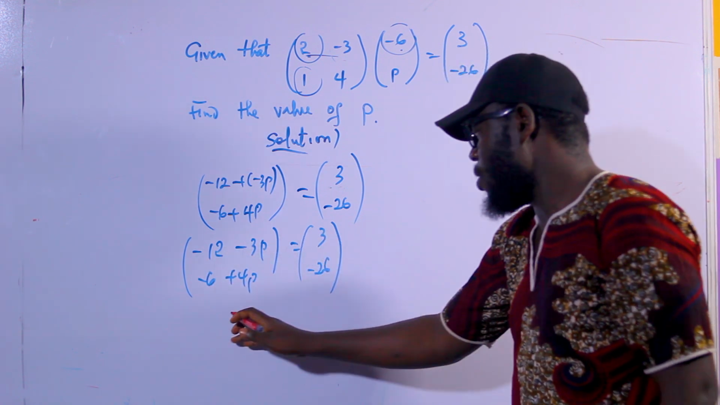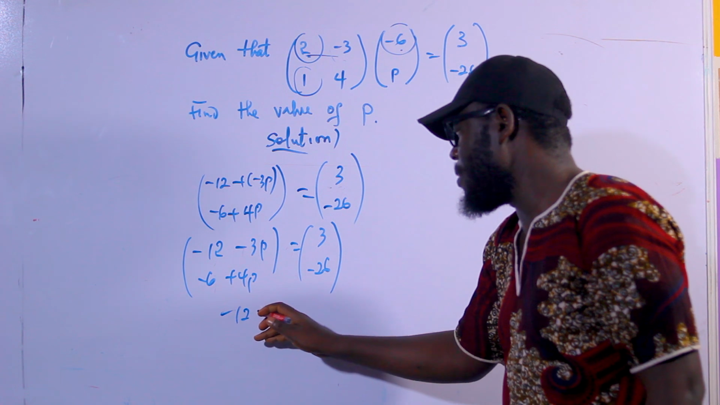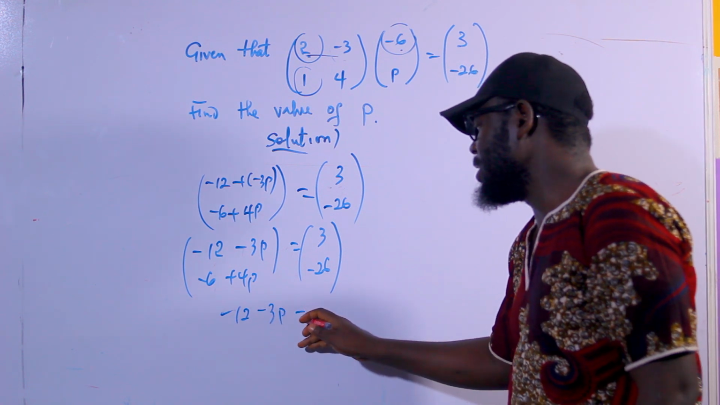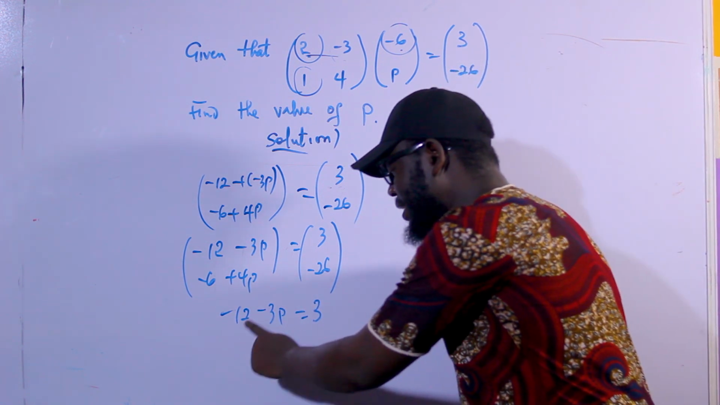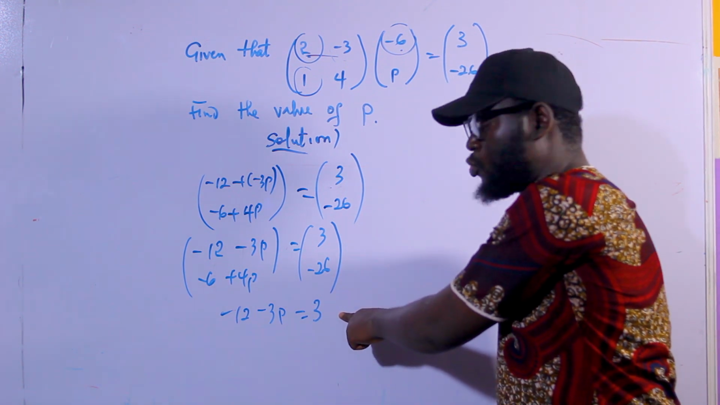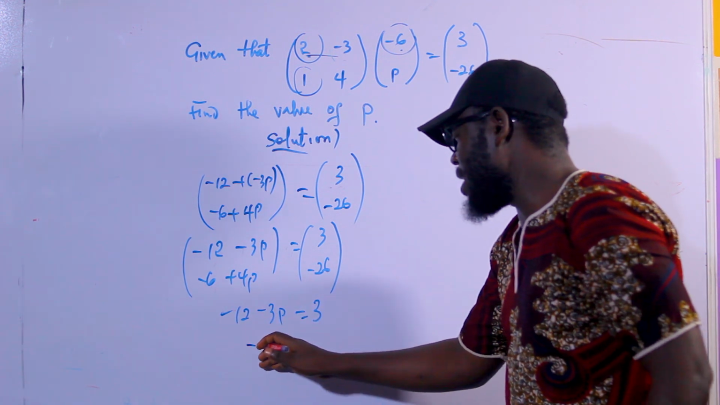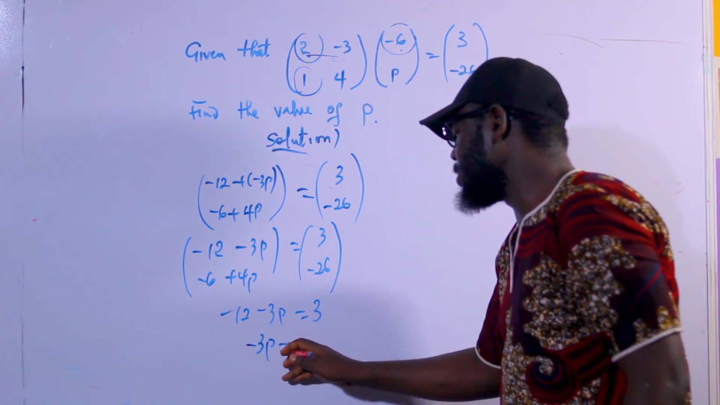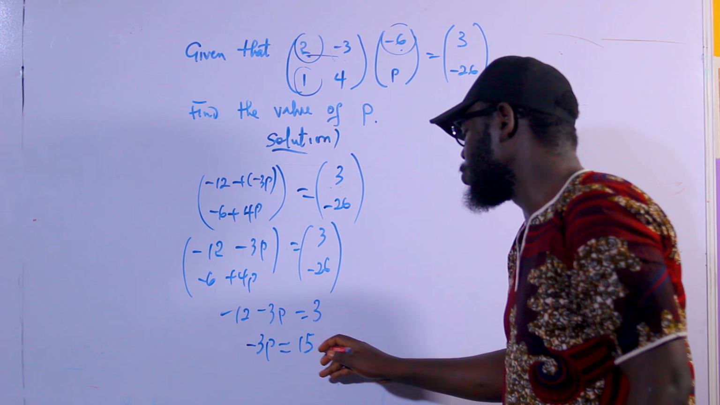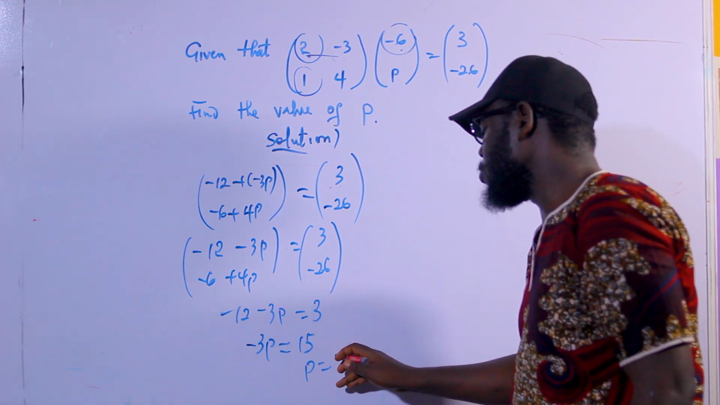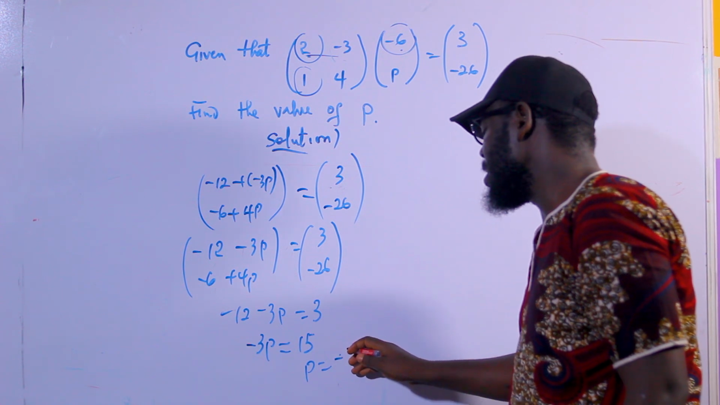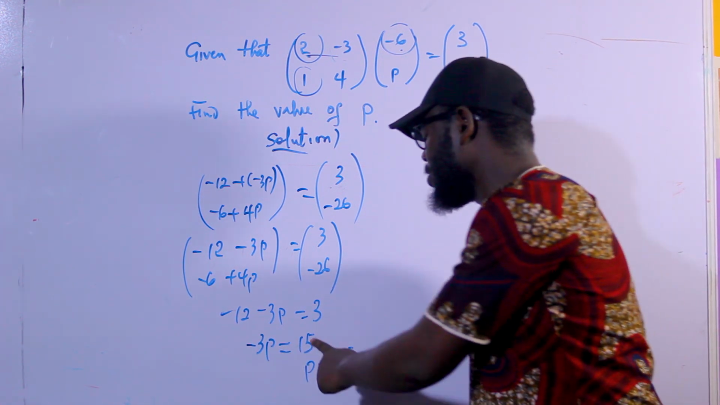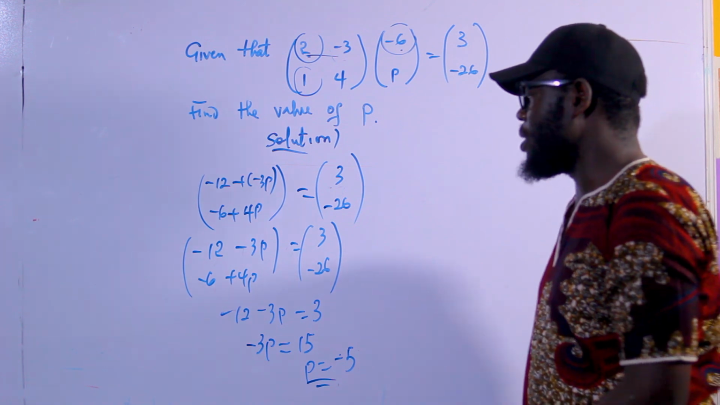So we can have minus 12 minus 3p here is equal to 3. Once I send this minus 12 to this side, it becomes plus 12, so that is 15. So I have minus 3p is equal to plus 15. If I divide both sides by minus 3, I have my p to be equal to minus 5.